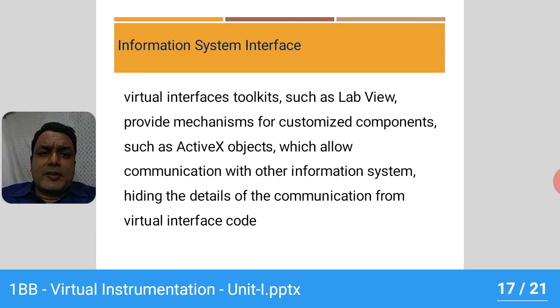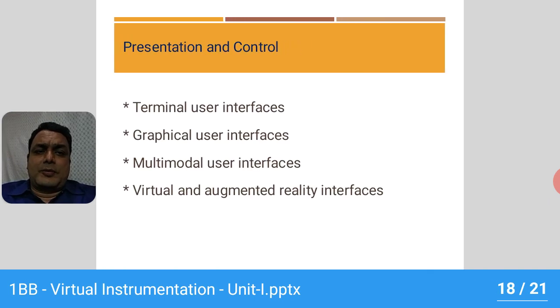That means information system interface is a flexible interface where we can have ActiveX objects which allow communication with other information systems, hiding the details of the communication from virtual interface code. So this is one of the key components of the virtual instrument where ActiveX objects are being used, such as LabVIEW, where it provides for customized components. All these are available in information system interface.